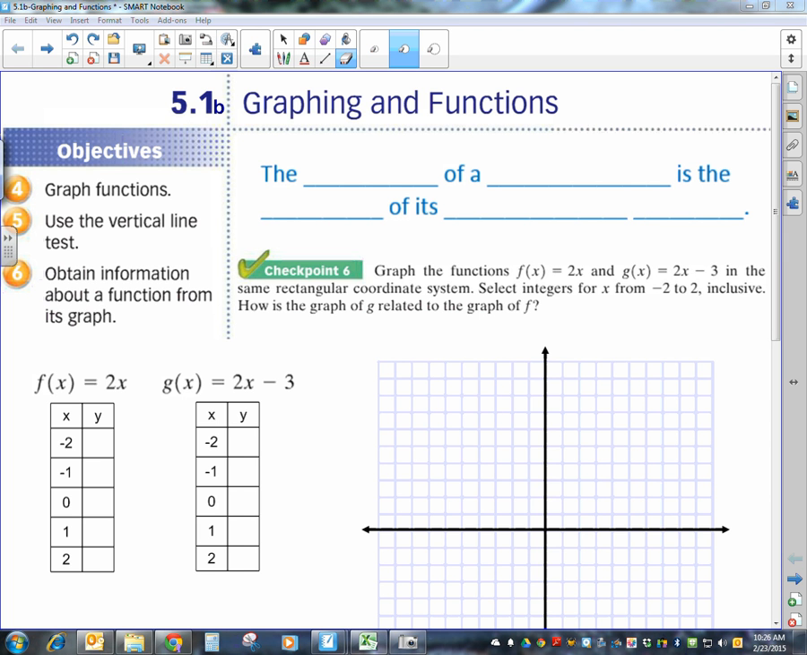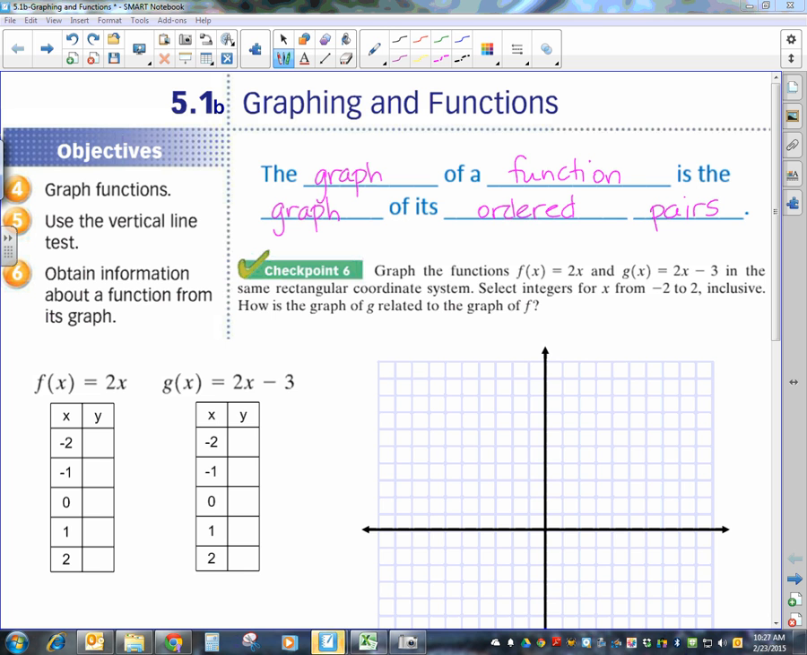Alrighty, today we are talking about graphing and functions. The important thing for you to remember is that the graph of a function, any function, no matter what it looks like, is the graph of its ordered pairs. So in this particular section we are going to graph ordered pairs and connect them. Later on we'll talk more specifically about each equation.